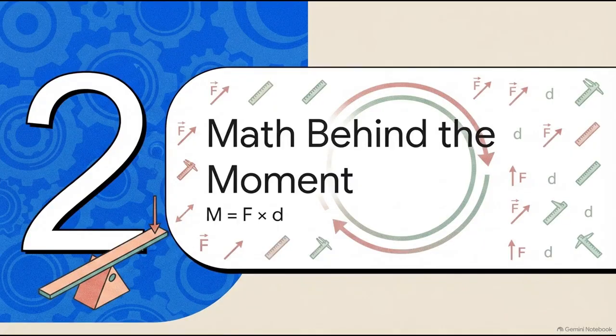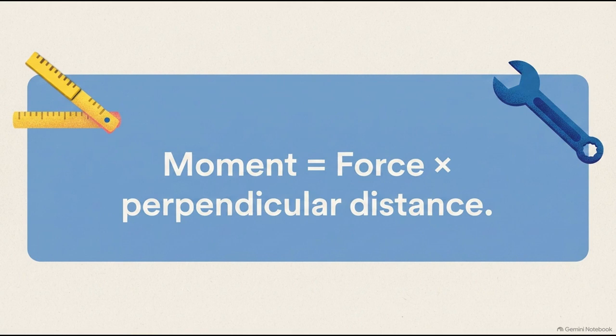Moving right along to section 2, the math behind the moment. So how do we actually calculate this? It's honestly a beautifully simple formula. The moment, which we call M, equals the force, F, multiplied by the perpendicular distance, d. So M equals F times d. This little equation tells us exactly how much rotational ability a given force has. And since we're multiplying newtons of force by meters of distance, our standard unit is simply the Newton meter.